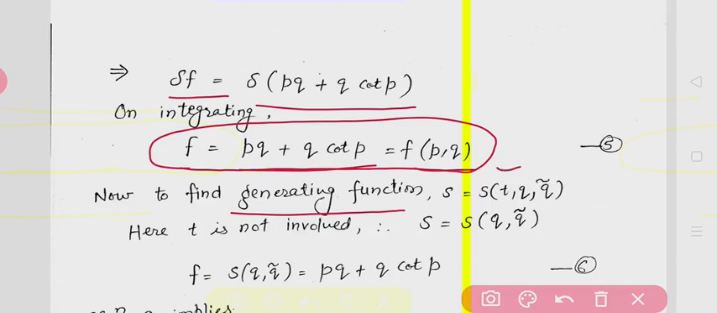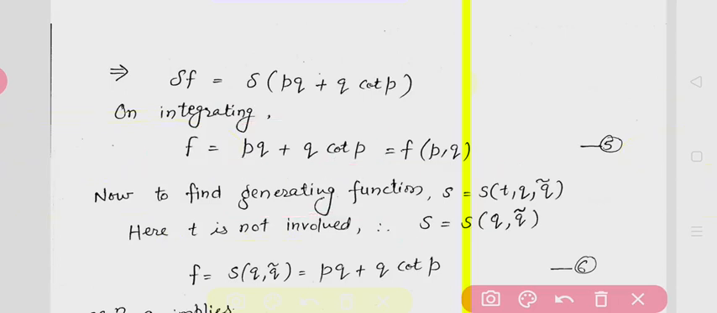So I have to find out the S, which is a function of Q and Q tilde. Okay. But the generating function, that means this S will be equal to this one. We just have to find it in terms of Q and Q tilde. Okay. So you will say that S is nothing but this F, that means this one. So I'll write down S will be equal to this one, PQ plus Q cot P. But we have to define S in terms of Q and Q tilde.